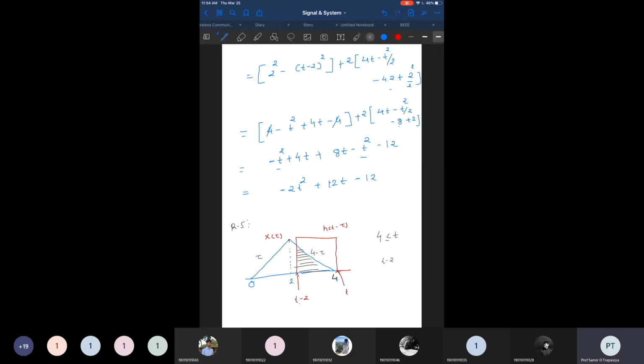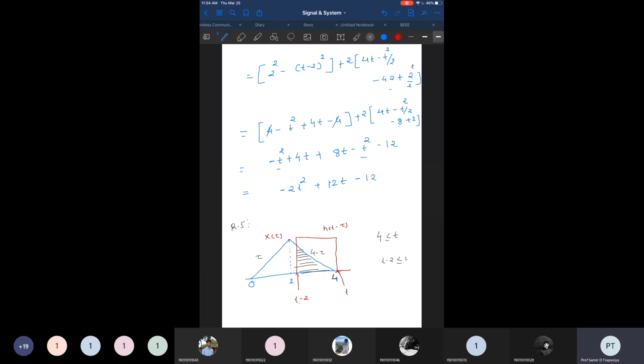So for simplicity, if we multiply 2 inside, that becomes 8 tau minus tau squared. And if the limits are 4 and t minus 2, we first apply 4: 8 times 4 minus 4 squared, minus 8 times (t minus 2) plus the (t minus 2) whole square.